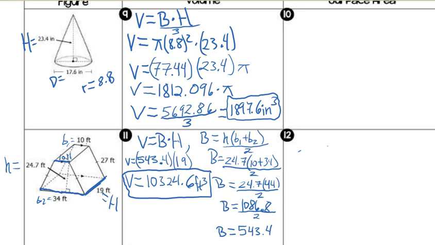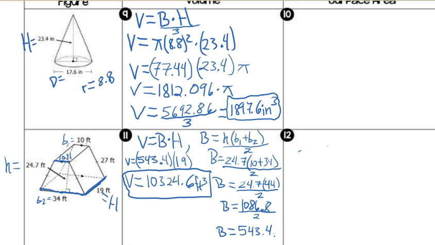Now we multiply 24.7 times 44, which is 1086.8, and then we divide that by 2, right? Because we're still trying to find the area, which is big B. So then 543.4, and this is feet squared. Now I'm going to save the units to the end, that way it doesn't look messy. So make sure you know that this is feet squared.